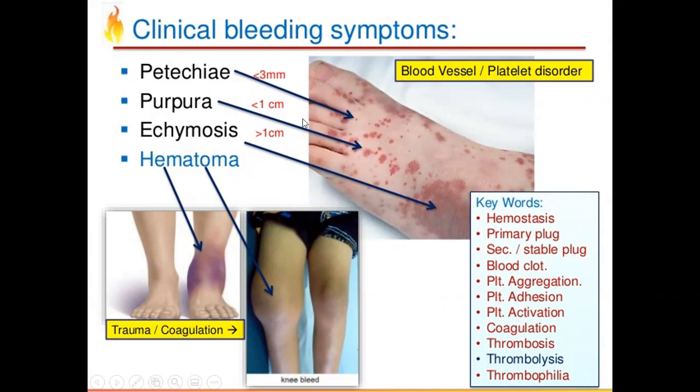Ecchymosis is rounded or oval or irregular. But petechia, others call it purpura, you see this one. This is a purpura, a little bit bigger. So petechia or purpura is deep red or reddish purple. Purpura is larger than petechia. Both look rounded and sometimes irregular and flat.